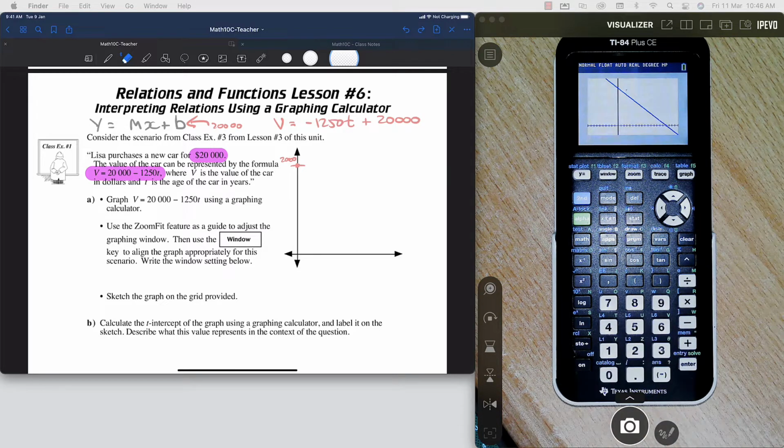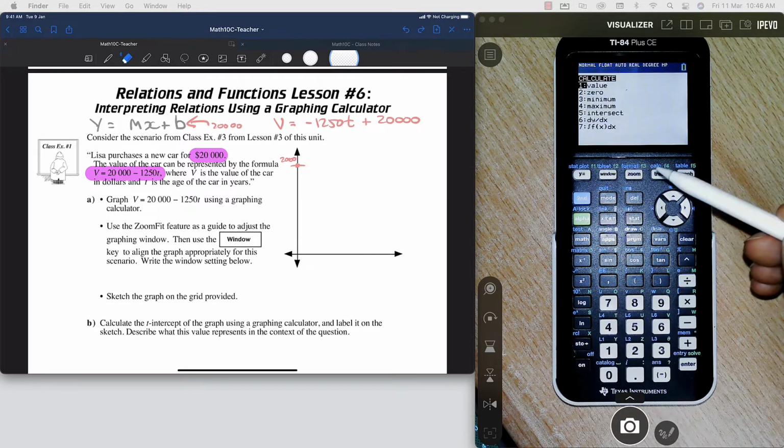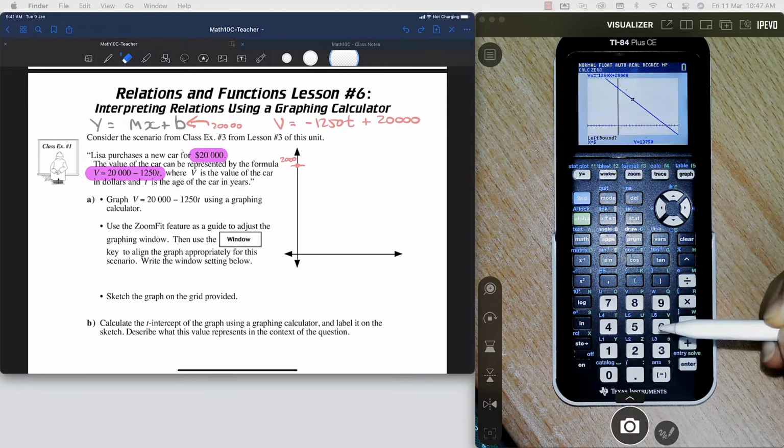Okay, so we already know our y-intercept value. Now we need to find our x-intercept value. Again, you can do that by hand by replacing the y with 0 and just doing the math. And we can also go on to our calculator and use some of the functions. So what do I want to find? I want to find the 0.